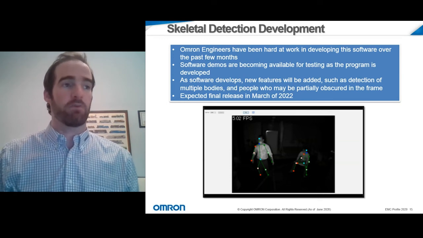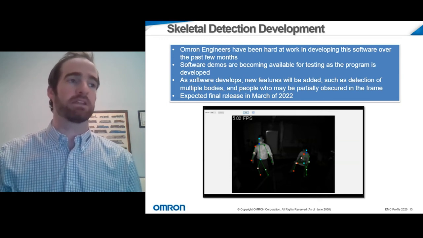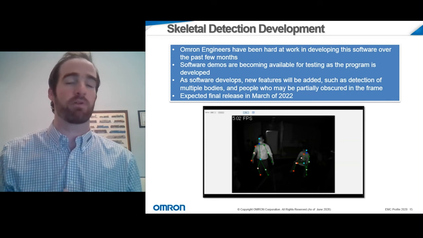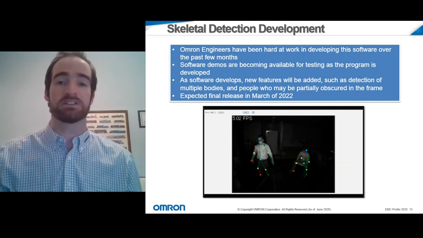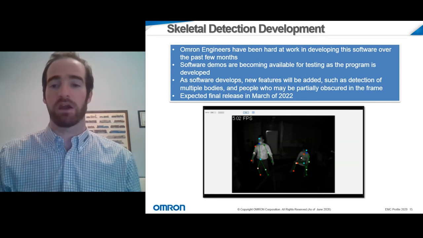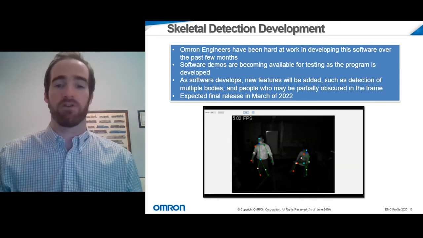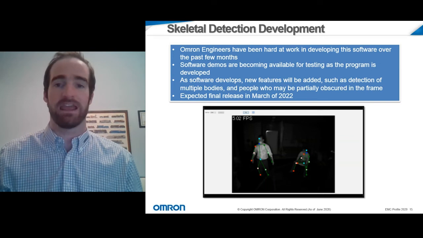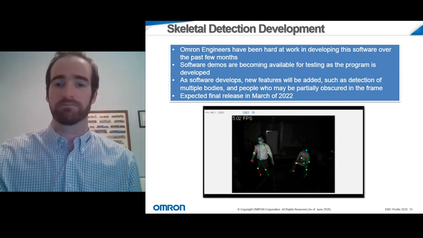So I'll give everyone a little while to take a look at that poll and let me know which are the most important features that we as Omron engineers developing this software can focus on as we make this a perfect product for patient monitoring.